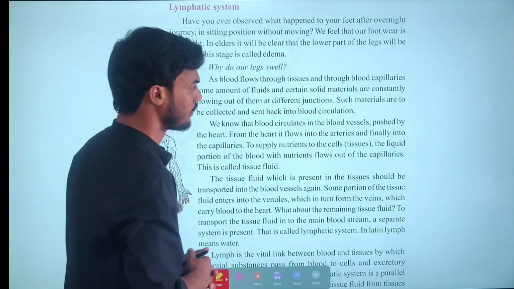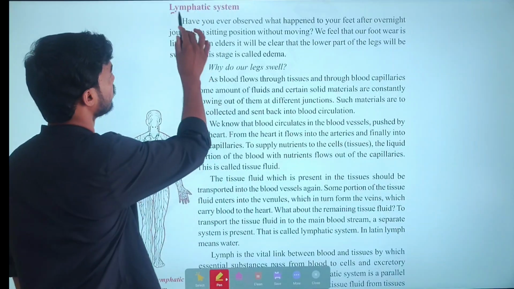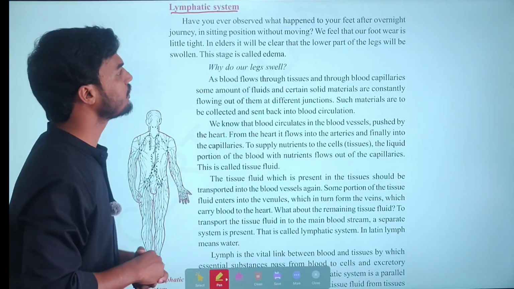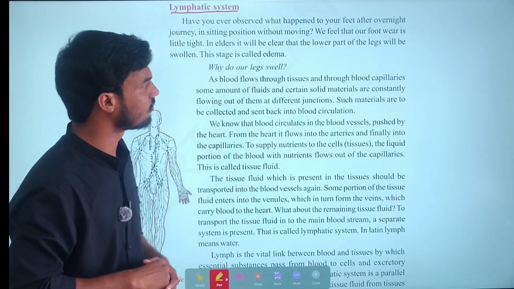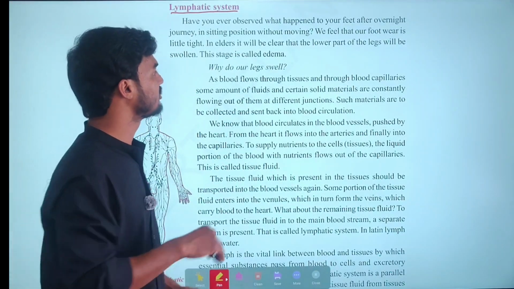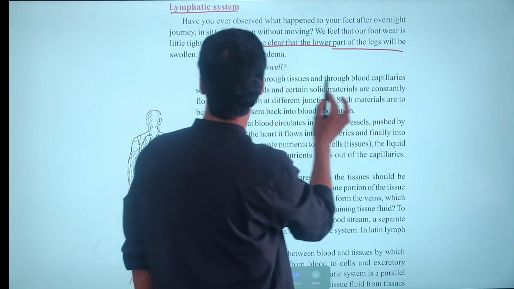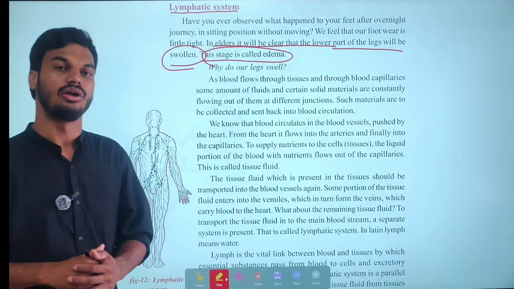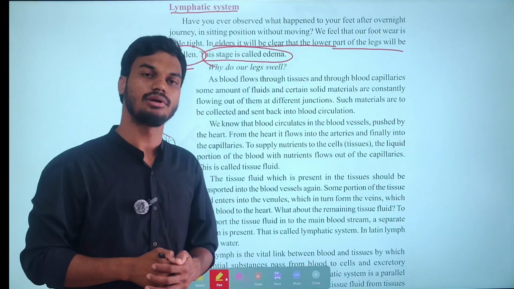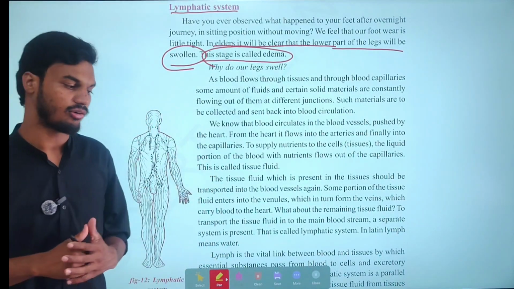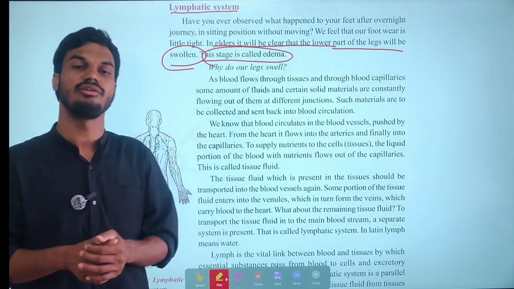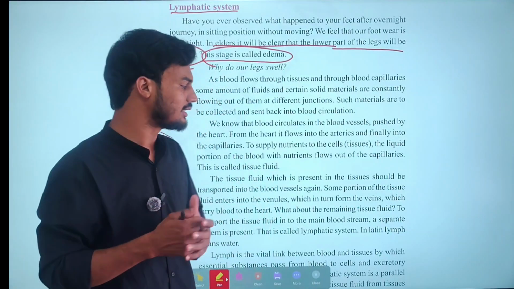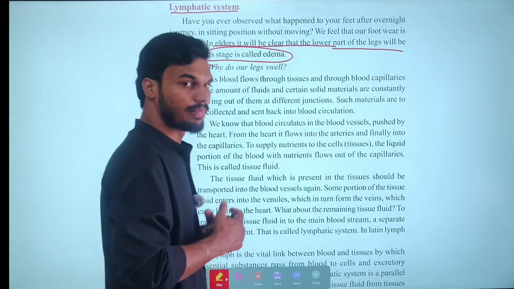Next, coming to the lymphatic system. Have you ever observed what happens to your feet after an overnight journey in a sitting position without moving? We feel that our footwear is a little tight, and elders will know that the lower part of the legs becomes swollen. This condition is called edema. During long overnight journeys, elder people sit for a long period and the legs become a little swollen. What is the reason for this?